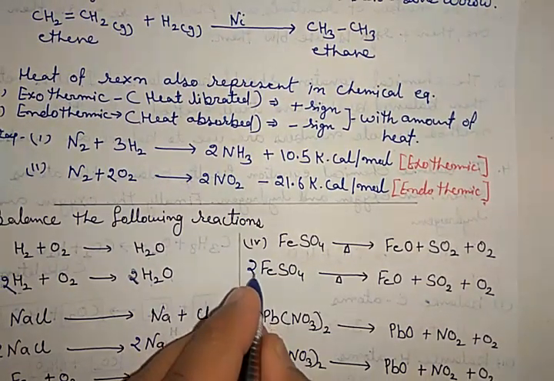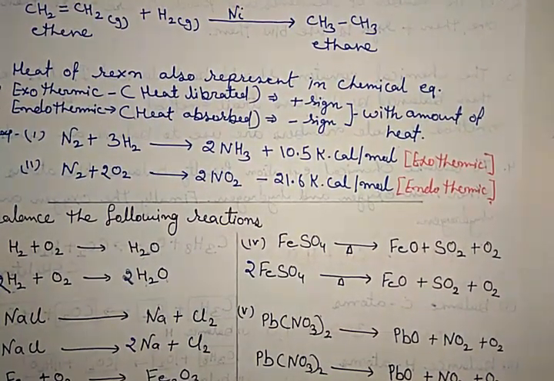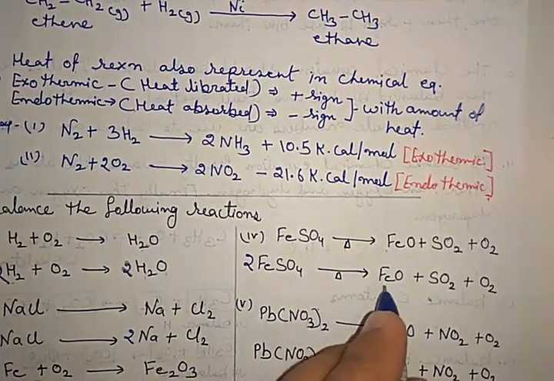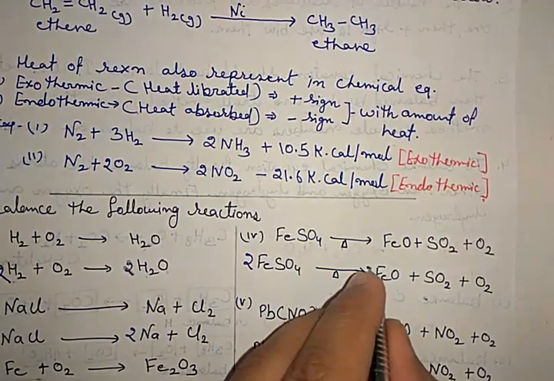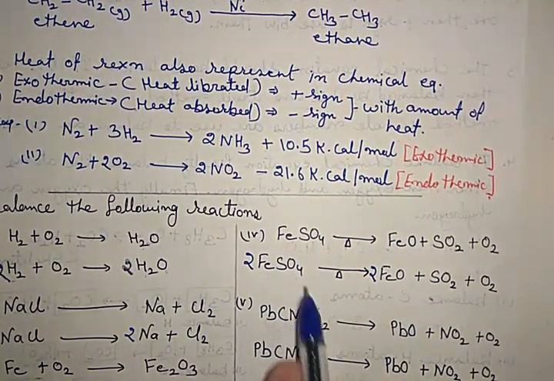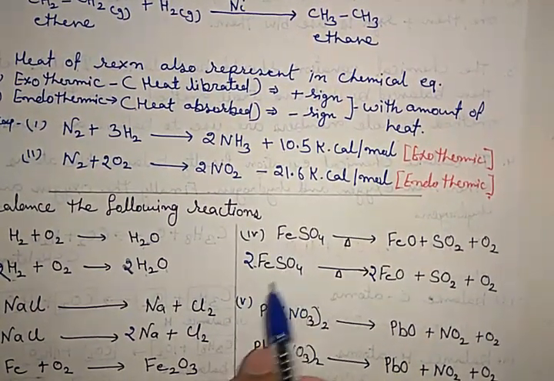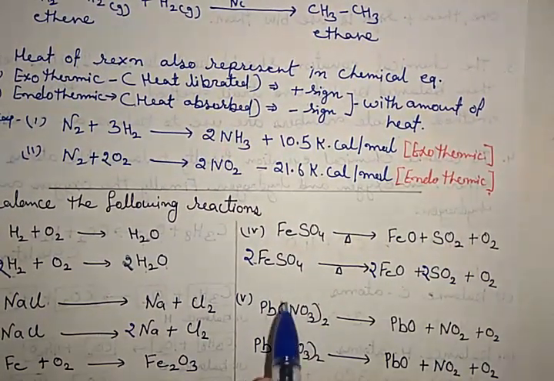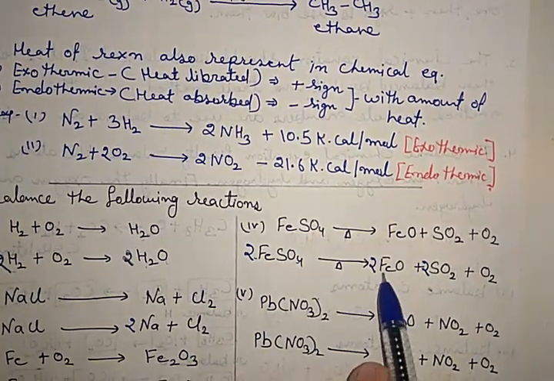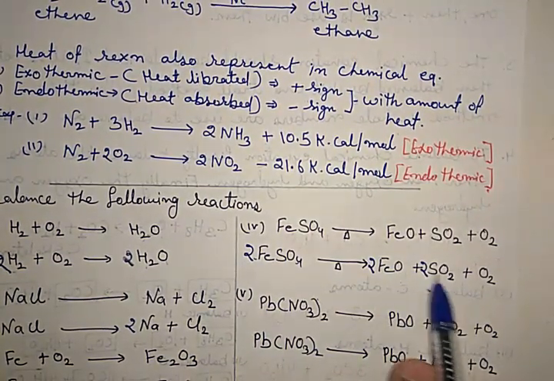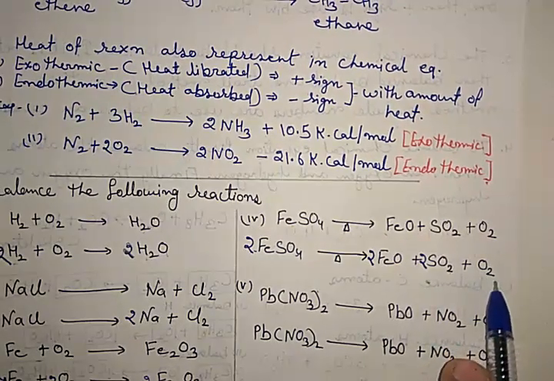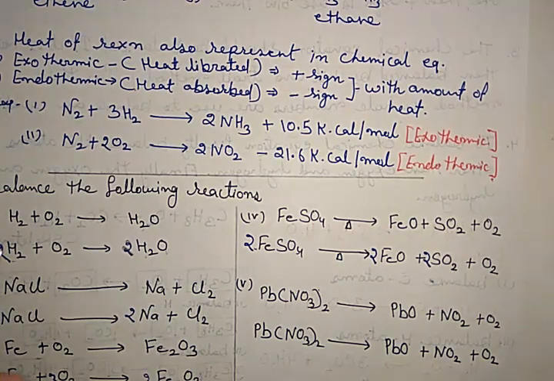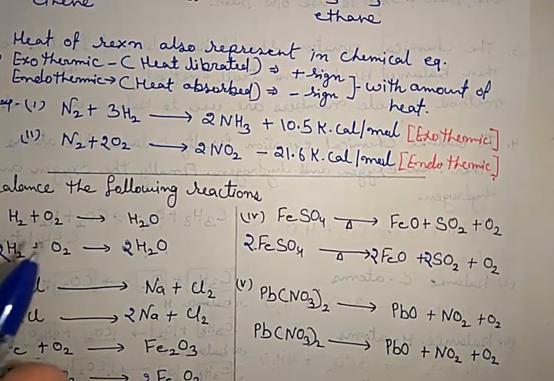Suppose I place 2 here. We are trying to make it balanced. Now iron is 2, here iron is 1, so balance 2 here. Sulfur is 2, sulfur is 1, balance sulfur here. Now oxygen 4 into 2 is 8, 2, 2 into 2 is 4, 4 and 2 is 6, and 2 is 8. It is balanced. That was a trial. Got it?